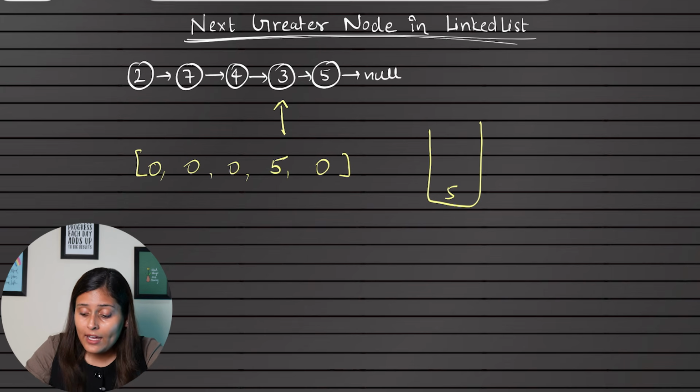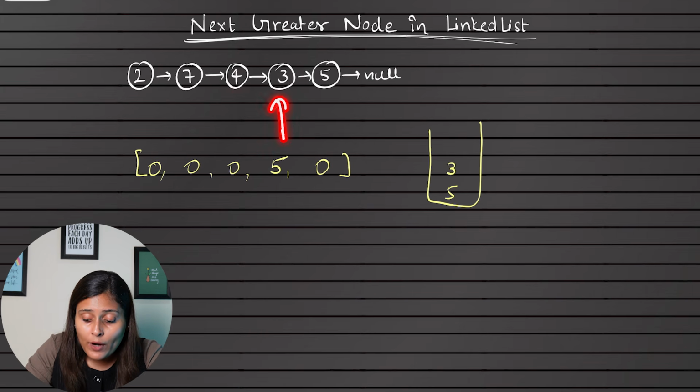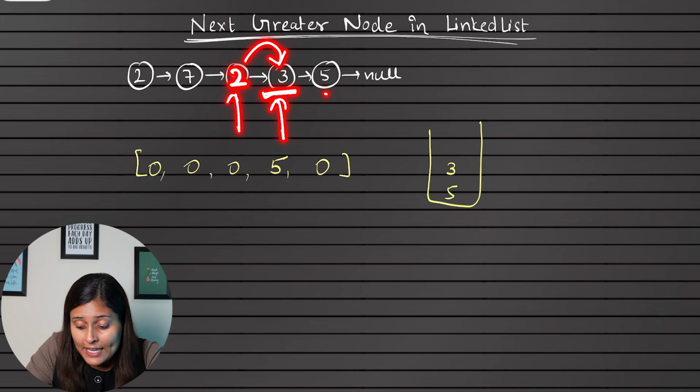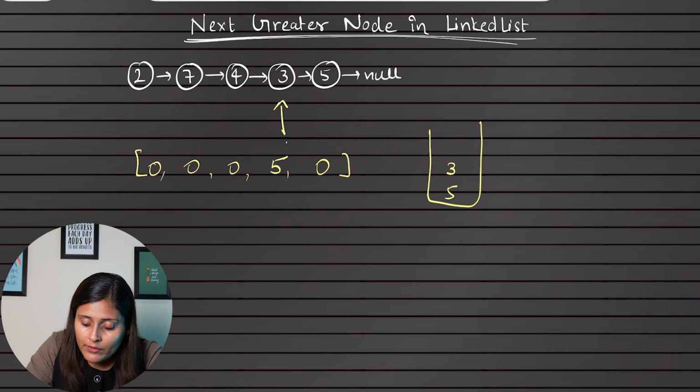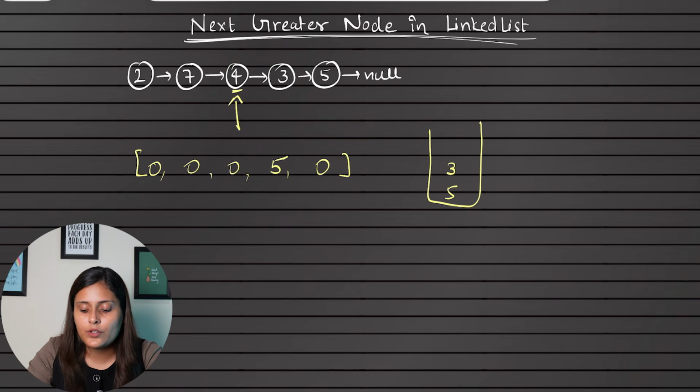Now we have to insert 3 in the stack. Why? Because we don't know when we will go to 4. It might be 2. So for 2, the next greater element is 3 only, not 5. So that is why it is very important to save the current element also in the stack. Now we will move our pointer ahead. We will come here to 4.